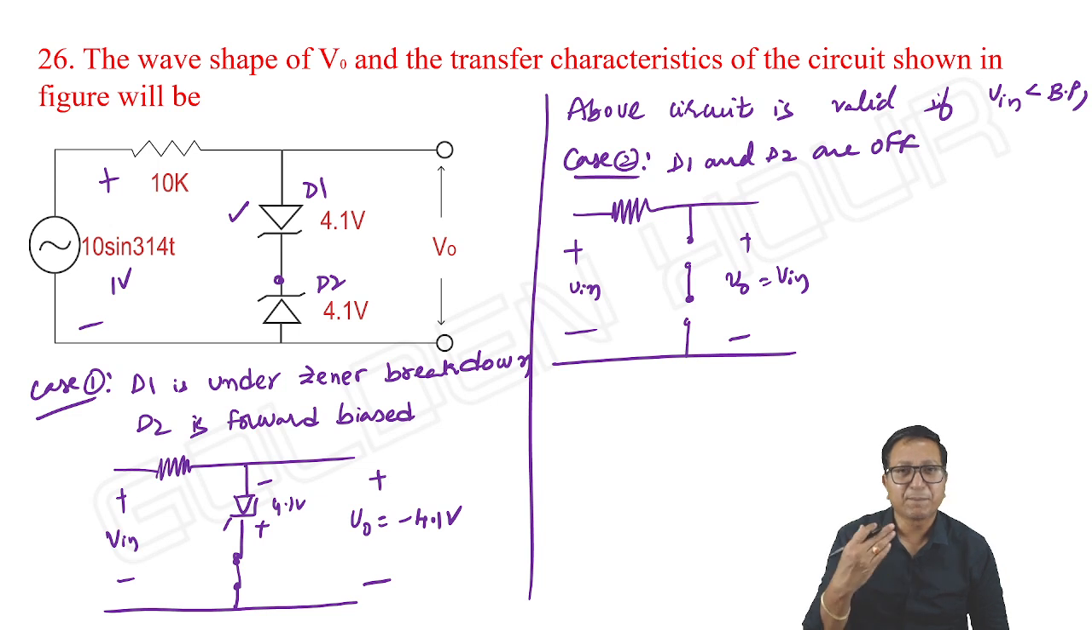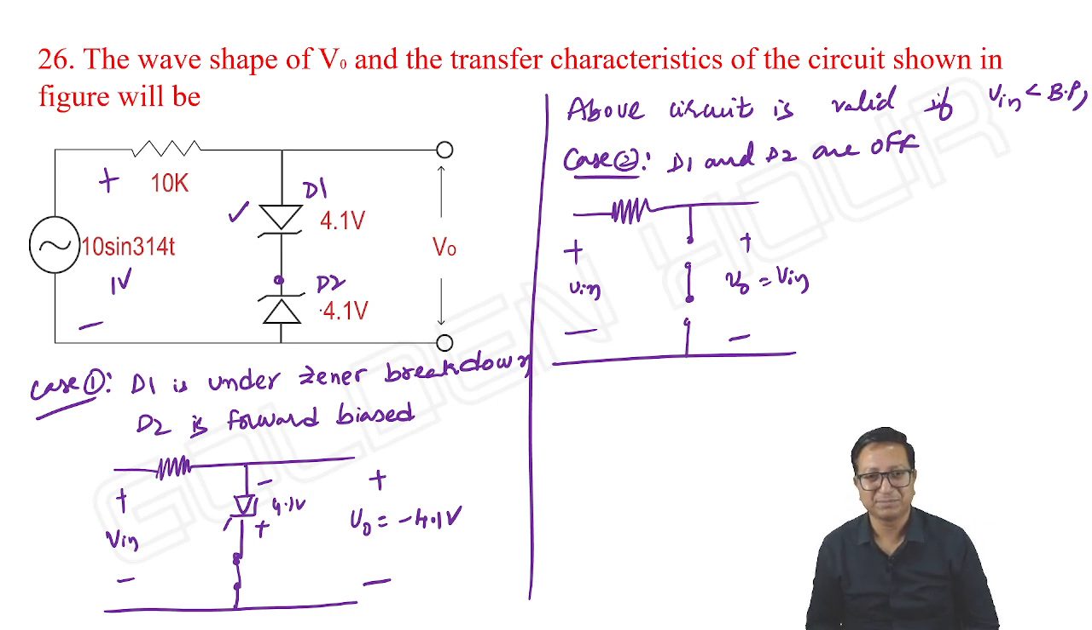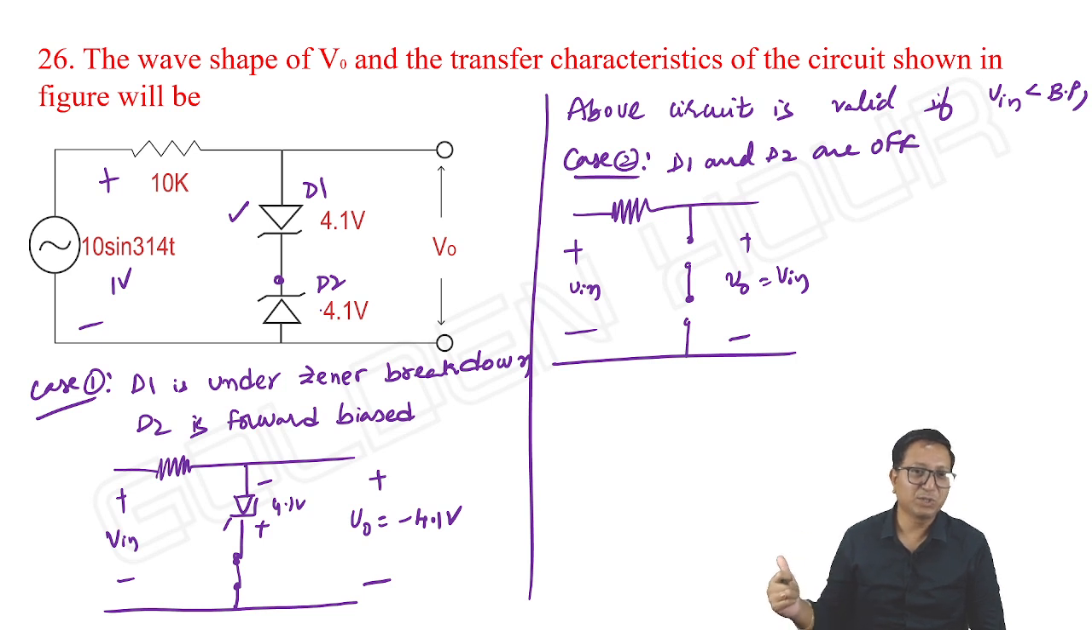If the input is plus 4.5 volt, for example, then D2 is ready to undergo Zener breakdown. Is it not so? And D1 is forward biased. Okay, that's what we can observe. So even though input is positive, we need not take breakpoint 2 as some 0 or like that. Till what time we need to wait? Till the input reaches plus 4.1 volt. That will be our breakpoint 2.